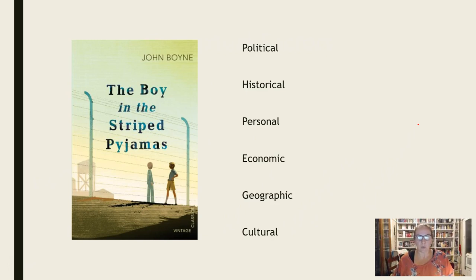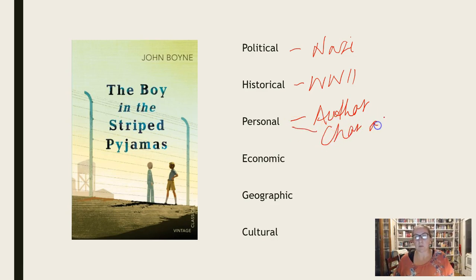Now if we look again at The Boy in the Striped Pyjamas, we've got lots of different contexts here. Now in terms of the political context, we know it was in Nazi Germany. Historical context is World War II. The personal context of the author, I'm not sure what that was. It would be interesting to find out, but there was a reason that he wrote it. And we've also got, in terms of personal contexts, what's going on with the characters. Excuse my writing. So if you know anything about the story, if you've read it before, what was happening with those two boys that made their lives different?